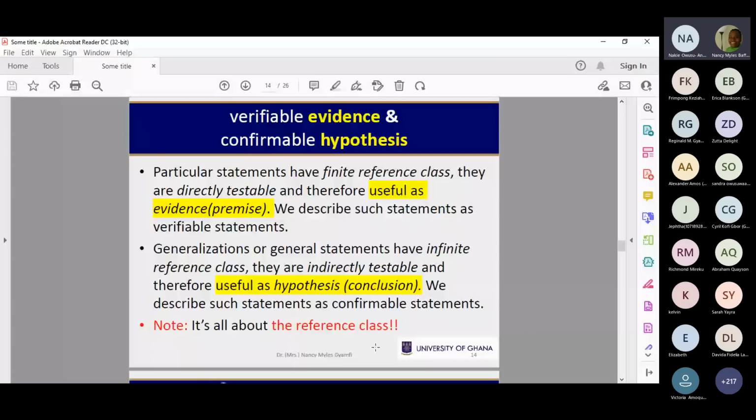Generalizations or general statements have infinite reference class. They are indirectly testable and therefore useful as hypothesis or conclusion. We describe such statements as confirmable statements. Note, it's all about the reference class. Well done. Thank you very much.